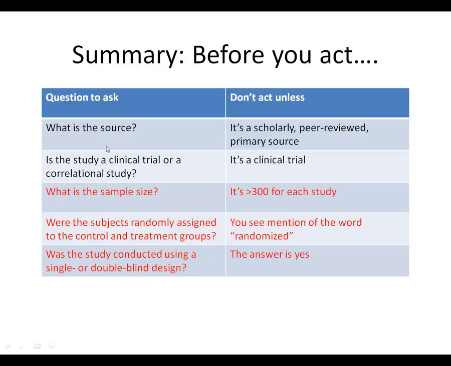Okay, so once you've found an article that's scholarly, peer-reviewed, a primary source, and you've made sure that it's a clinical trial, there are clinical trials and there are good clinical trials. A good clinical trial will have a large sample size, greater than 300. It will be randomized, so that who goes into the control group and who goes into the treatment group is decided by the researcher on a random basis, and it will use a double-blind design.